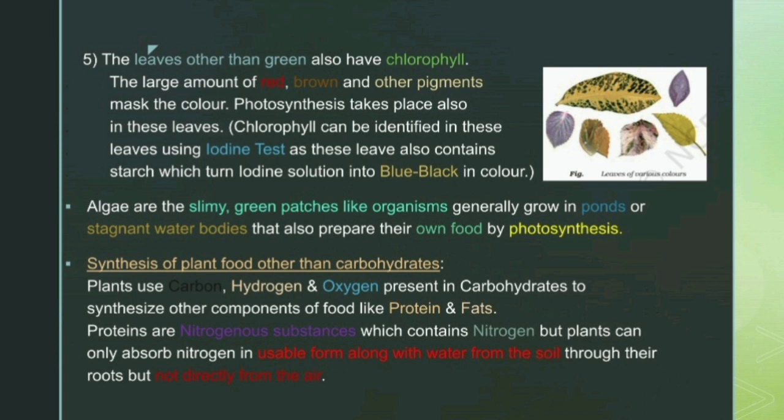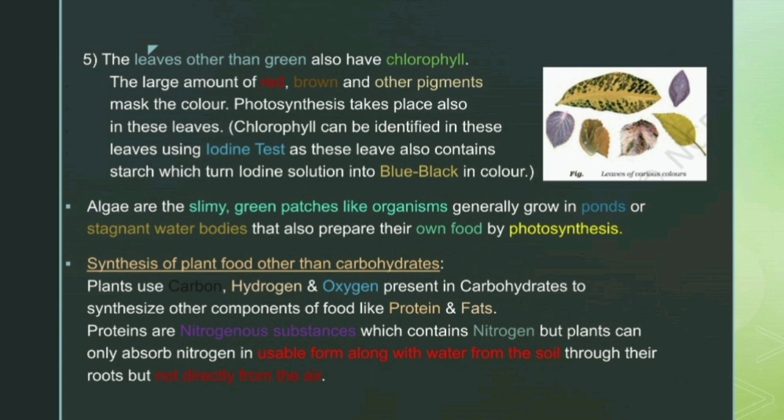Now, algae. Algae are slimy, green, patch-like organisms that generally grow in ponds or stagnant water bodies. They also prepare their own food by photosynthesis, since they also contain chlorophyll. Till now, we have discussed the synthesis of carbohydrates. Now we see the synthesis of plant food other than carbohydrates.